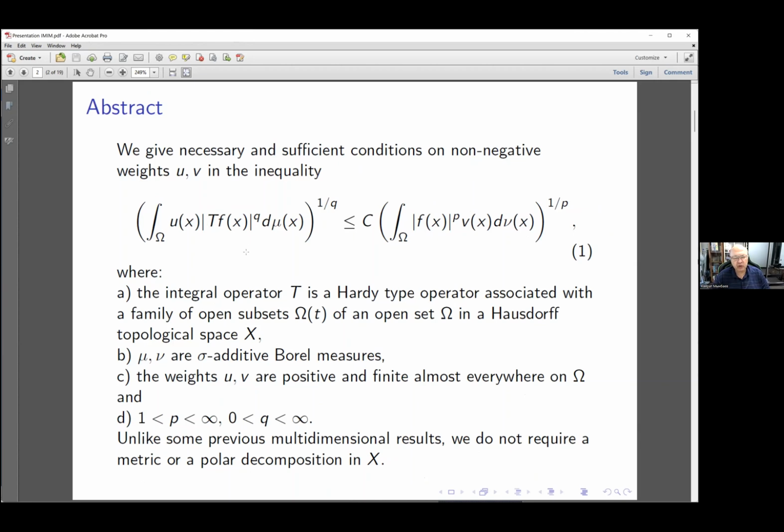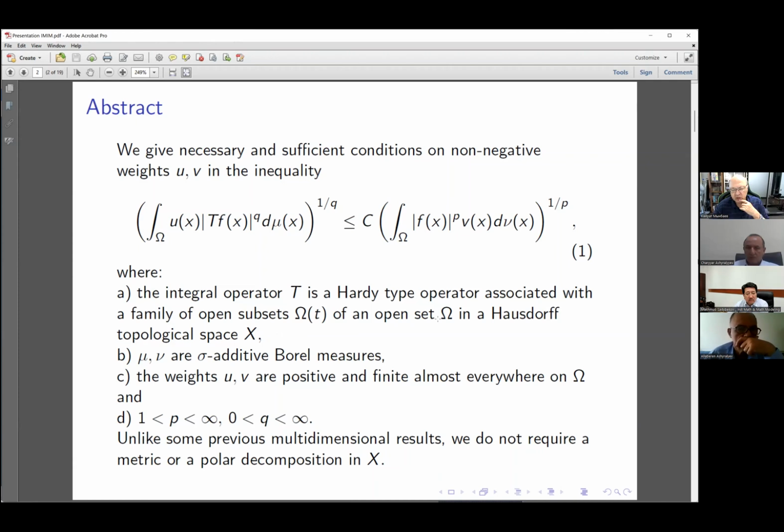The definition of the operator T will be given below, and it is a direct generalization of what we have on the straight line. And then there will be conditions on the subset omega_T of some fixed set omega in a Hausdorff topological space. So in fact, when I say multidimensional, it doesn't mean that X has some dimension. It can be any topological space, and in general, there is no dimension notion defined in X. And then two measures are given. So in part D, I say that the purpose is to give necessary and sufficient conditions for this inequality to hold for different relationships between P and Q.